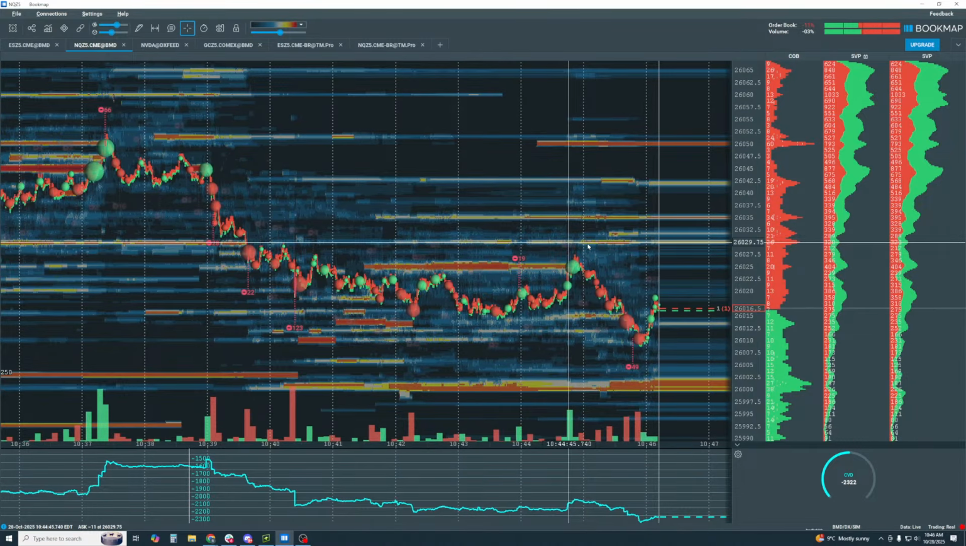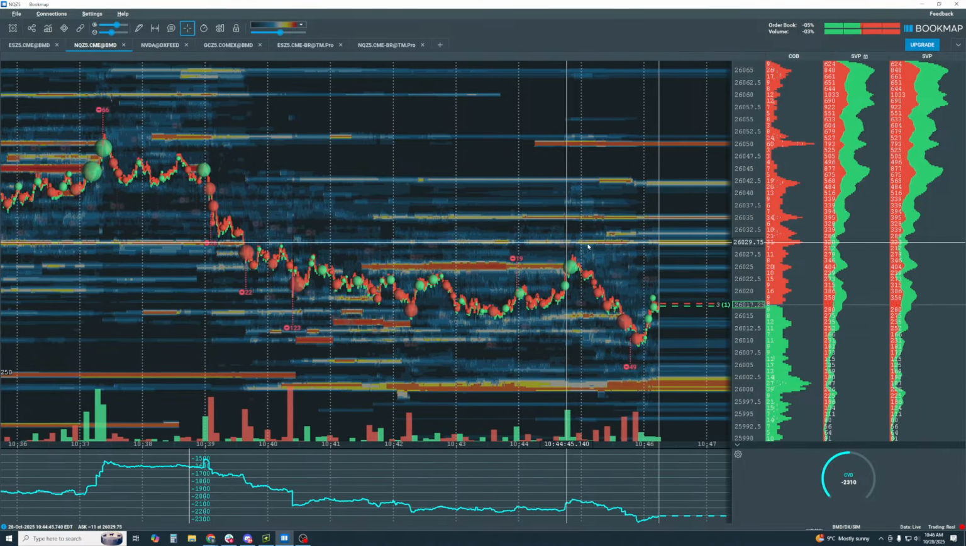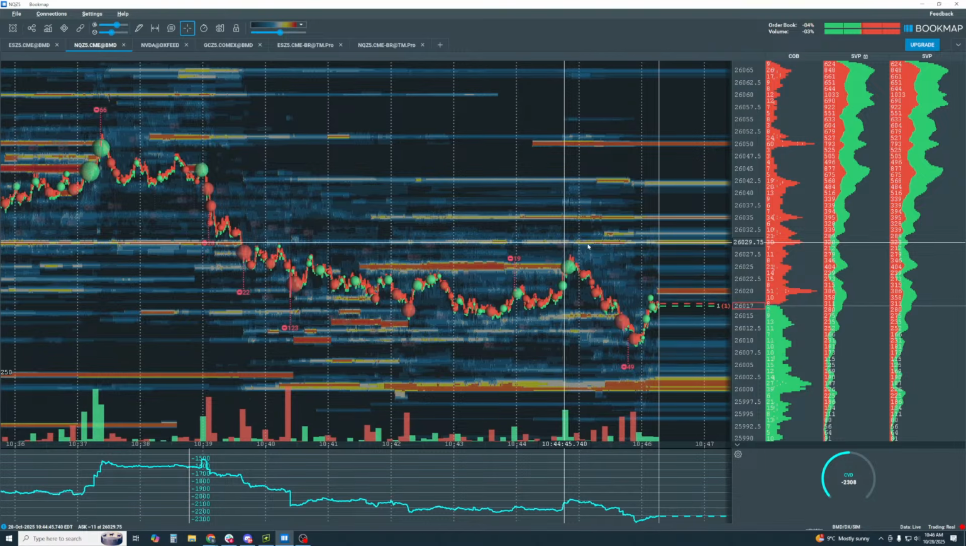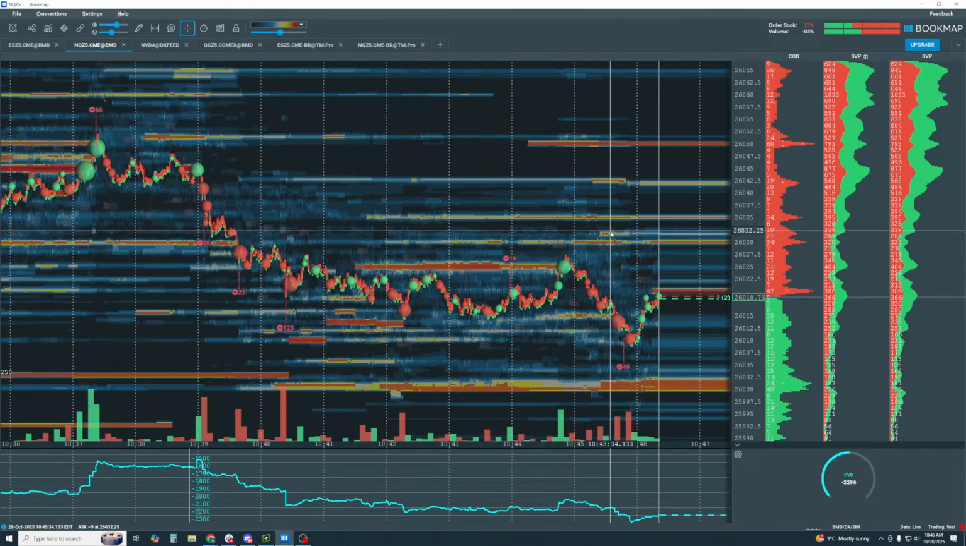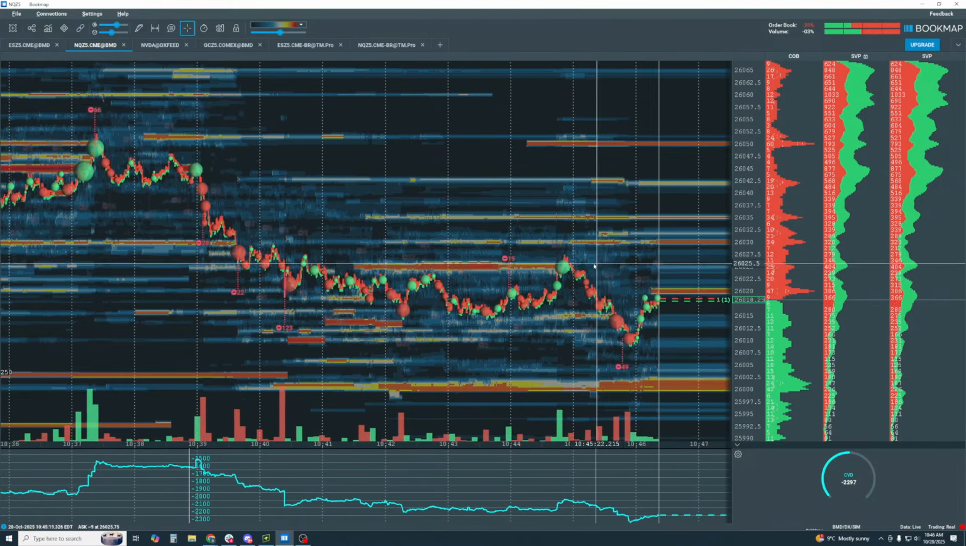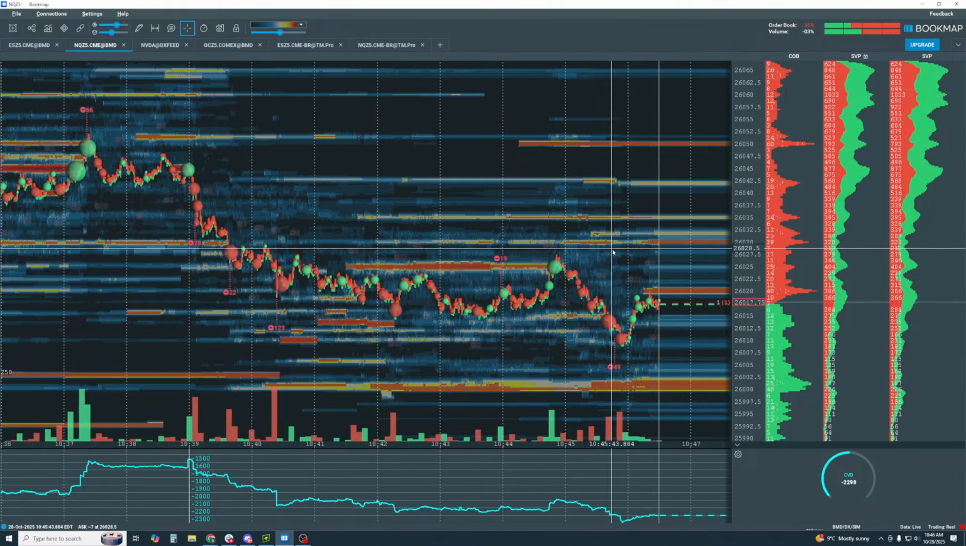This is kind of tricky today. These are not decisive moves in a lot of cases. So if it's not decisive moves, what you'll see is a lot more choppy action.